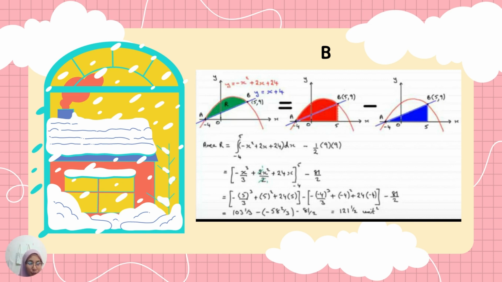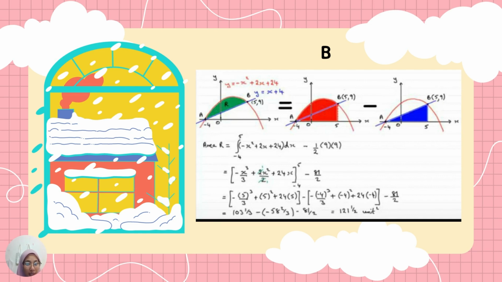And then you will have to integrate the equation for the red shaded area. So it will be negative x cubed over 3 plus 2x squared over 2 plus 24x with the upper limit 5 and lower limit -4, minus 81 over 2. And then you will have to substitute the upper limit and lower limit into the x value. So it will be just as shown in the figure.